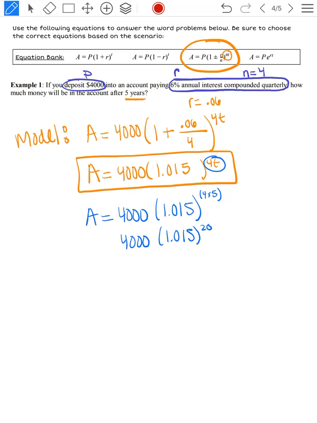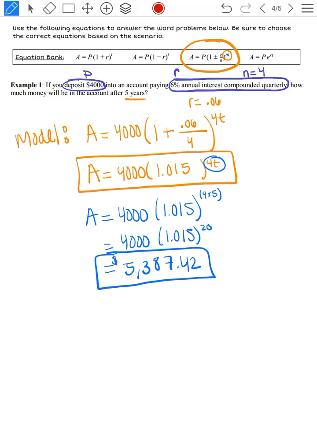Then multiply by 4,000. And that means after 5 years, if I start with $4,000, I would have $5,387.42. Based on this account, that was compounded 6% annually, quarterly, so 4 times a year.